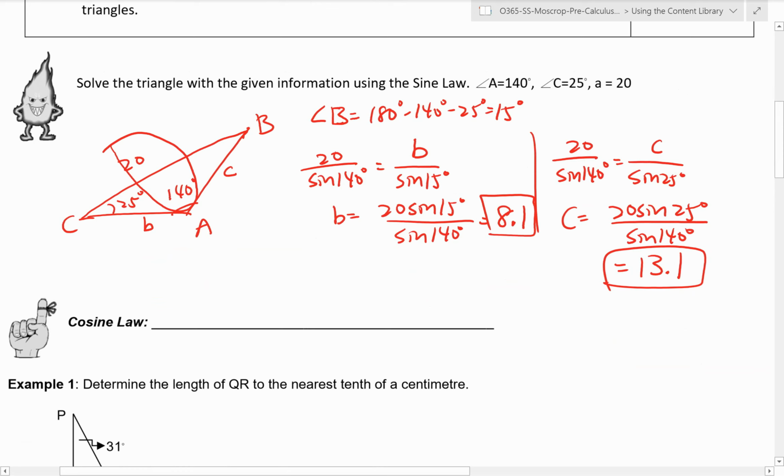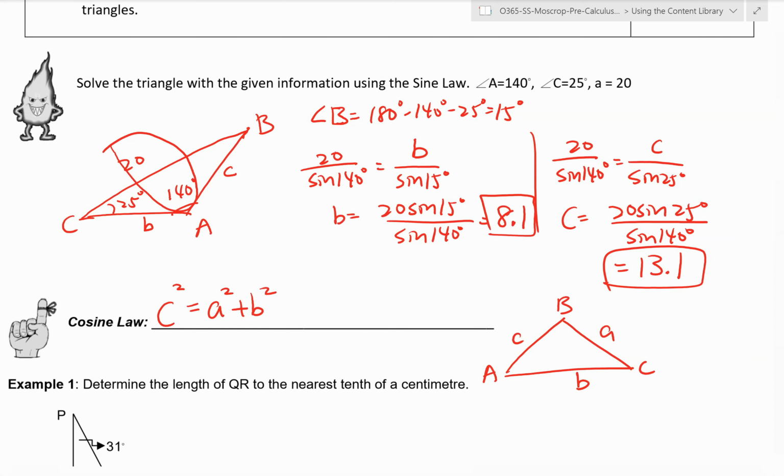Given an oblique triangle, something like this, we have angle A, angle B, angle C. Here's side A, side B, and side C. Cosine law is defined as this: C squared is equal to A squared plus B squared. Notice these are lowercase a, b, c, so they are side lengths. C squared is, notice, the Pythagorean theorem, but not quite. We have something more that we need to write down. It's minus 2AB cosine of C. So this is the cosine law.